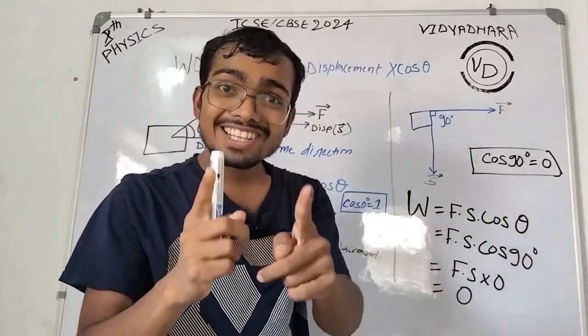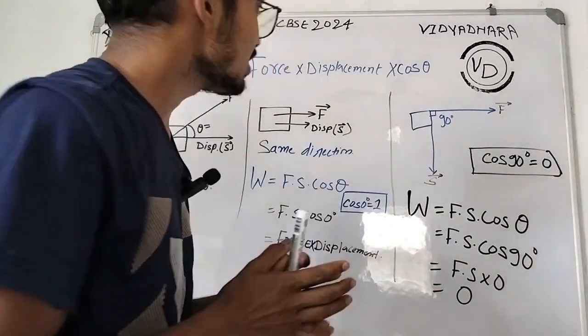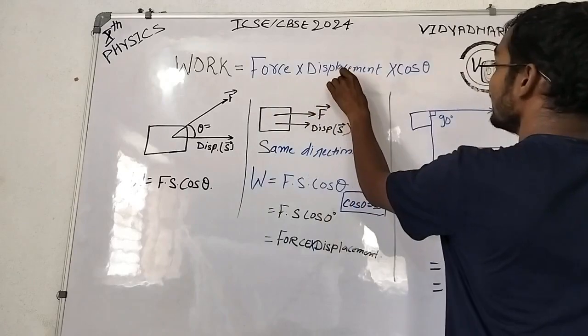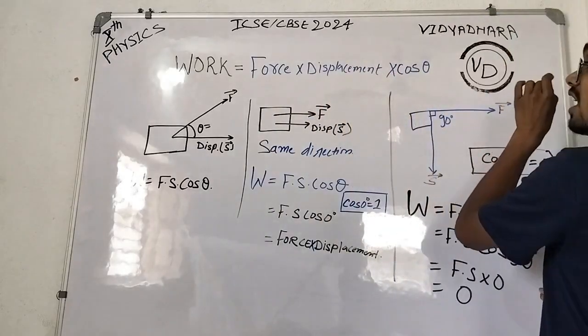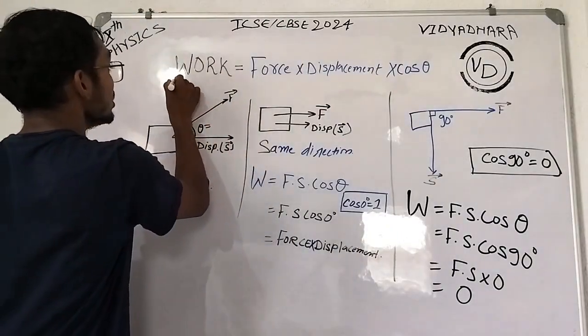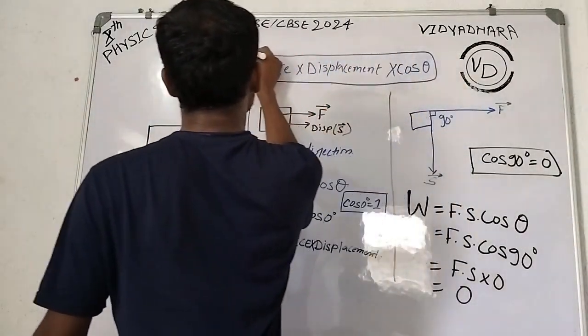And now you will study about the real formula of work. What is that? Force into displacement into cos theta. The real formula of work is force into displacement into cos theta.